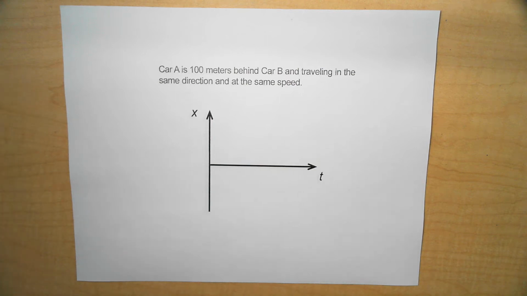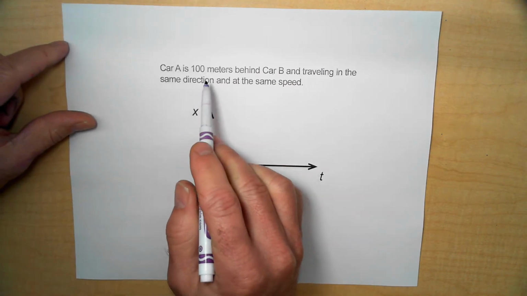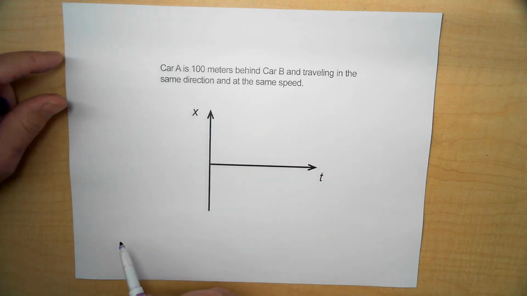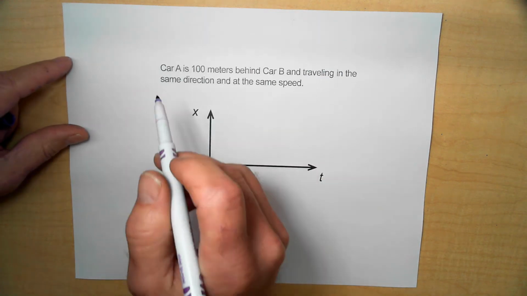Practice drawing position versus time graphs. Here's our first one. Car A is 100 meters behind car B and traveling in the same direction and at the same speed. What are the features I'm focusing on?